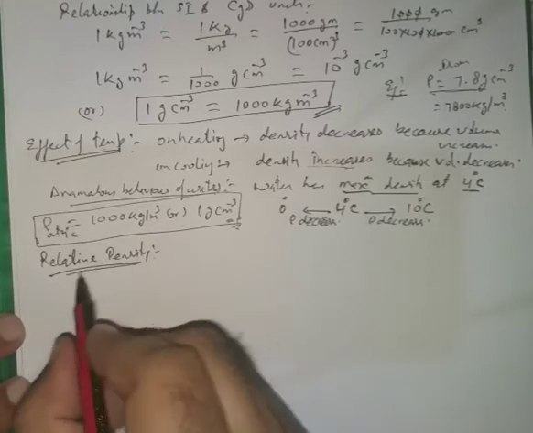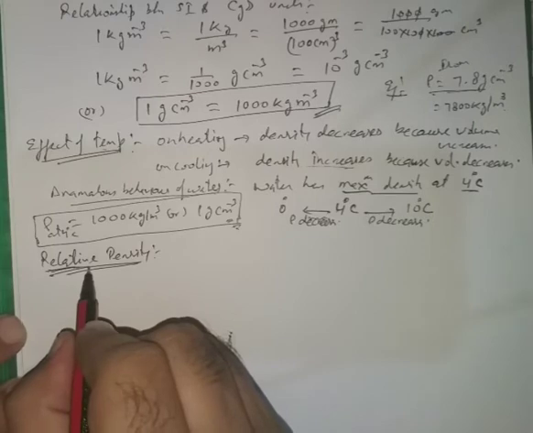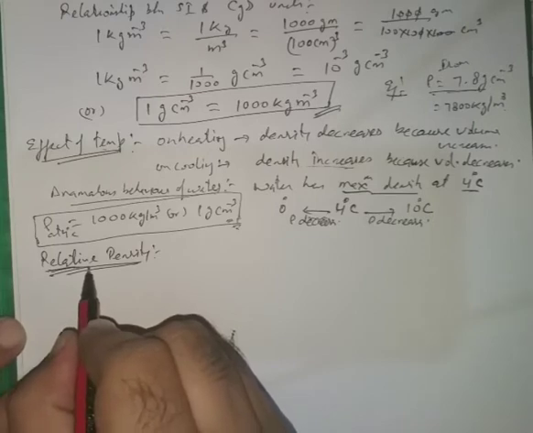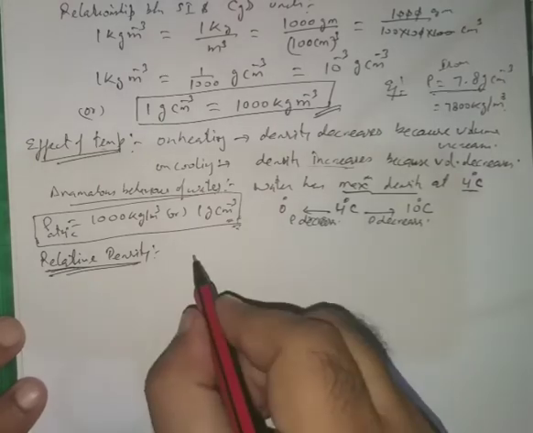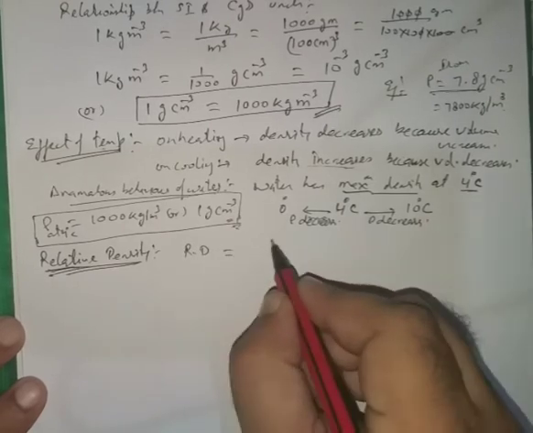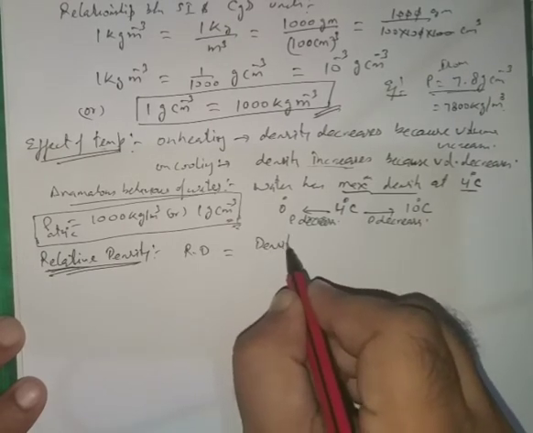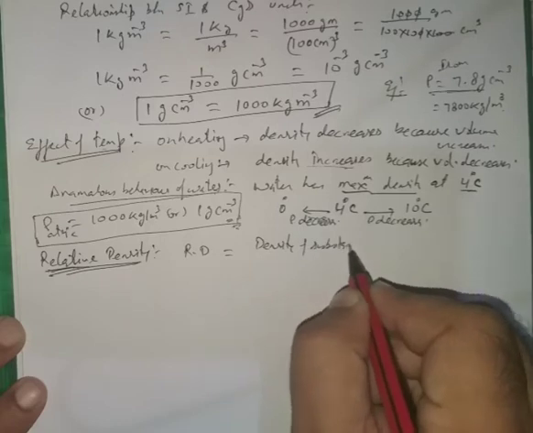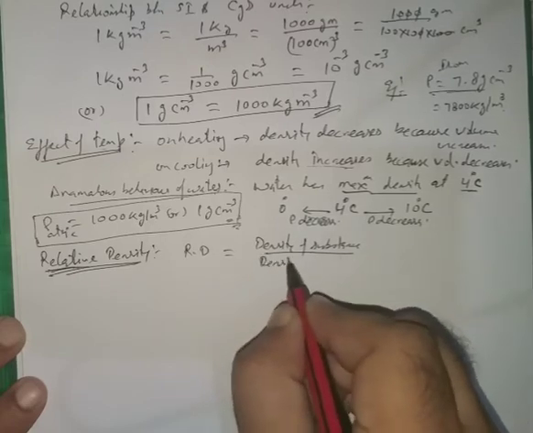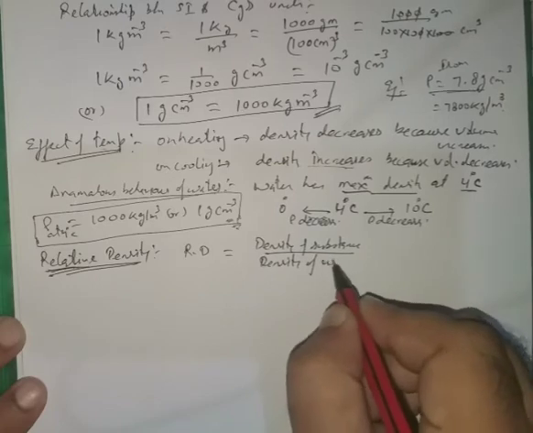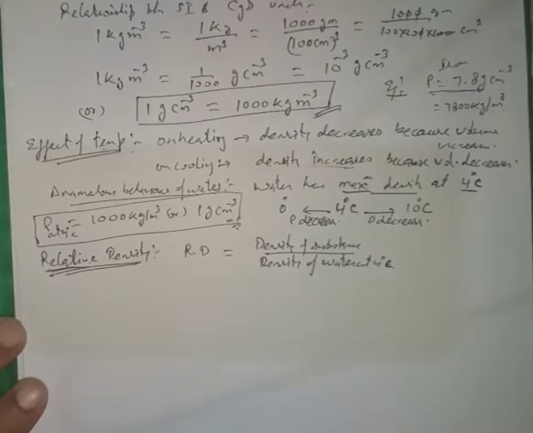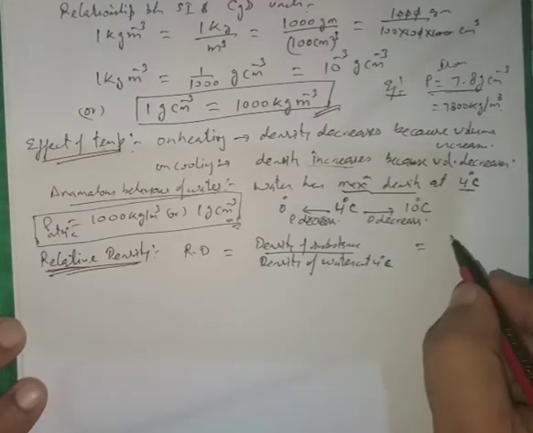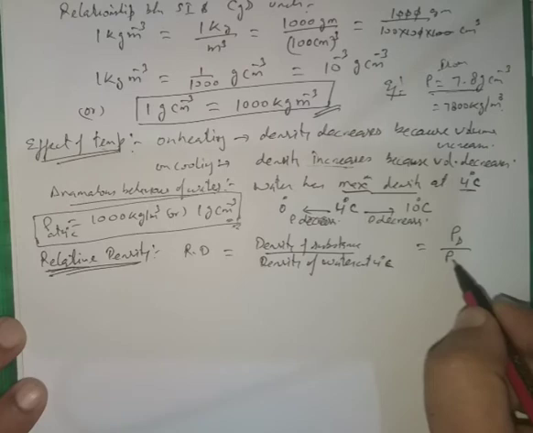Whenever we talk about the term relative, we are talking about some ratio of the same kind of units. So relative density is defined as the density of a substance to the density of water. It is the ratio of the density of the substance over the density of water at 4 degrees Celsius, or in symbols, rho s over rho w.